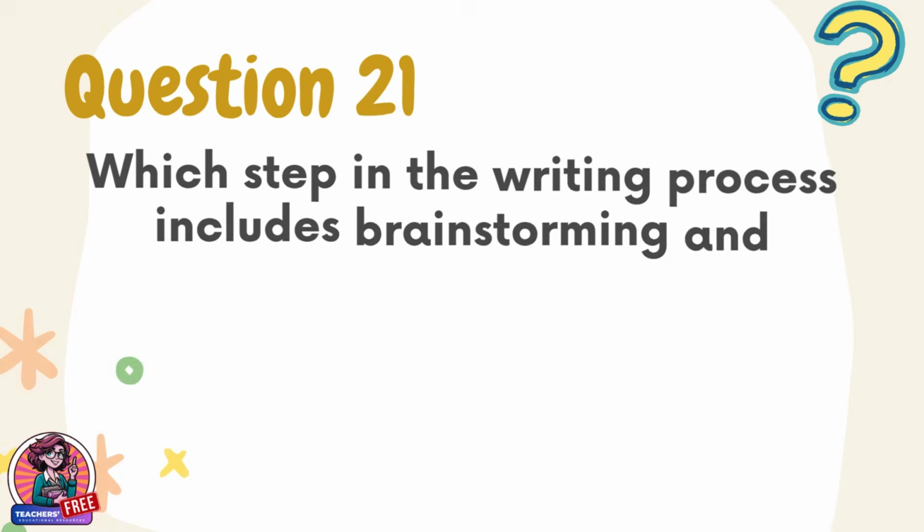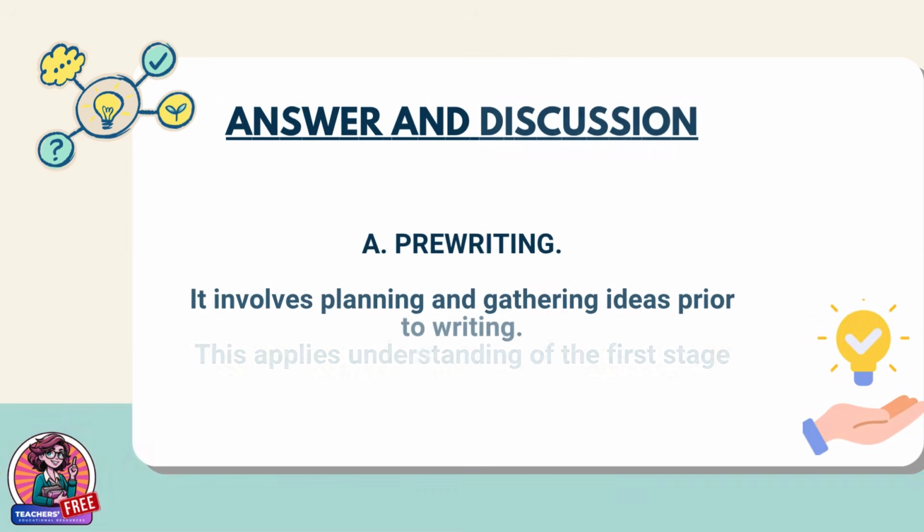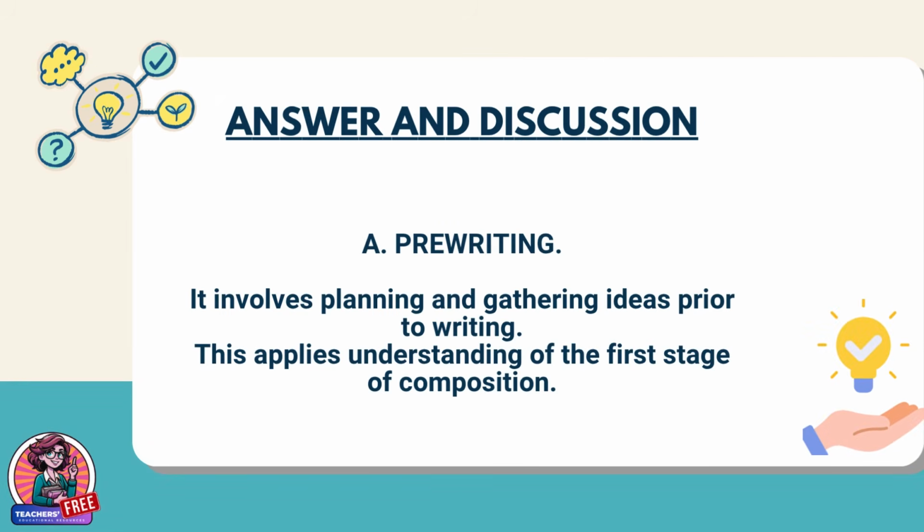Question 21. Which step in the writing process includes brainstorming and organizing ideas before drafting? A. Pre-writing. B. Revising. C. Editing. Answer. A. Pre-writing. It involves planning and gathering ideas prior to writing. This applies understanding of the first stage of composition.